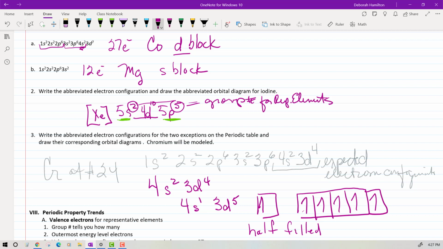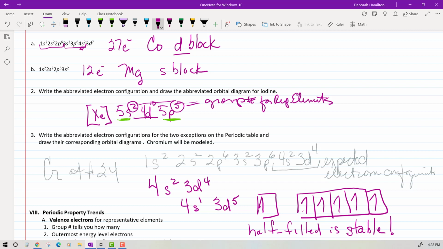Modeled after chromium, you can think about how copper does this, and see if you can come up with the configuration. I've got football on my mind. It's Friday. It's stable. Hope your team wins. Half filled is stable, and of course, filled sublevels are even more stable.